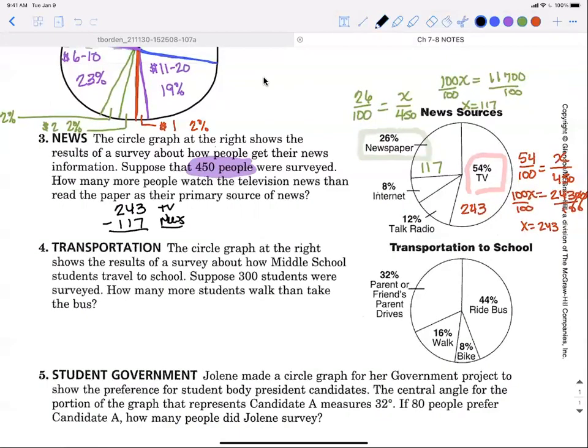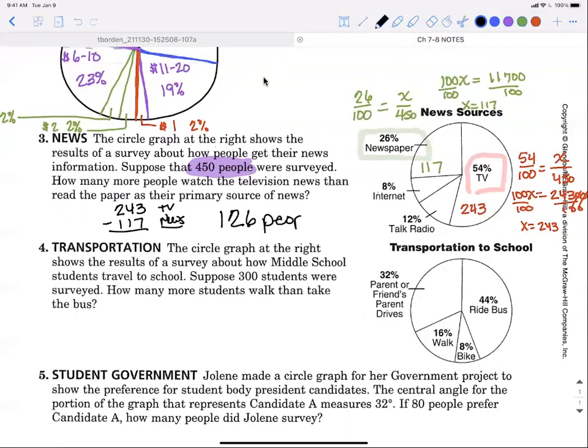All right, what'd you get for your answer? Okay, so the answer is 126, and this is a story problem. So look at the final question to see how we label this. What does it ask us? How many more people? So we answer 126 people.